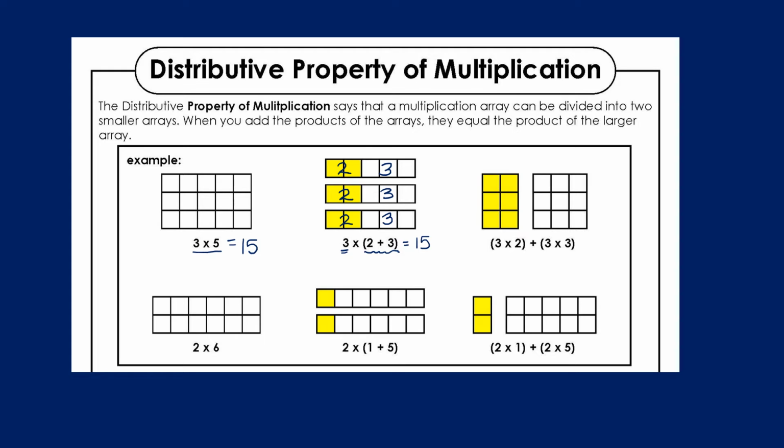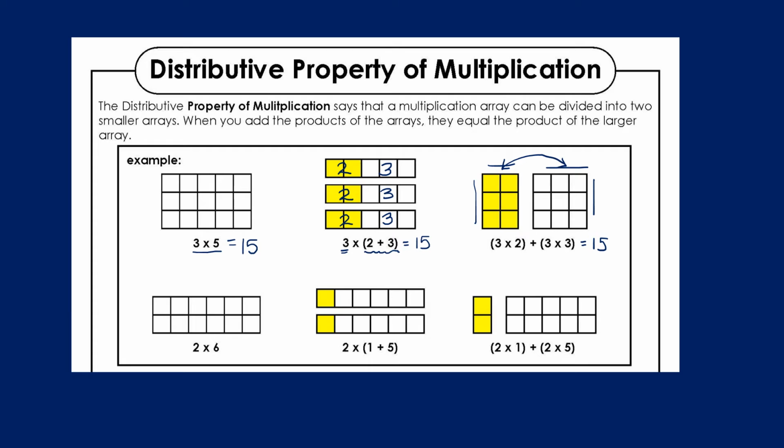In our third example, we have set it up differently, but again, we have 15 squares. This time we have 2 arrays. We have an array that is 3 by 2, and we have an array that is 3 by 3. Again, there are 15 squares. Let's take a look at the next set of examples.